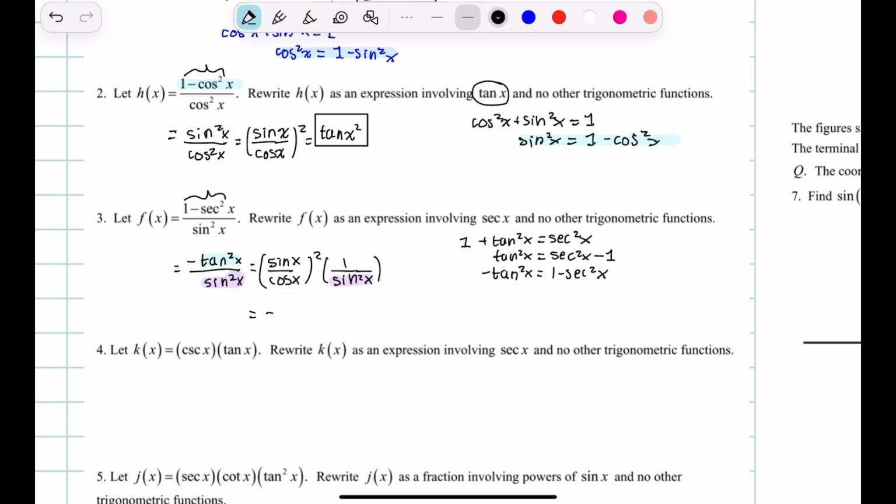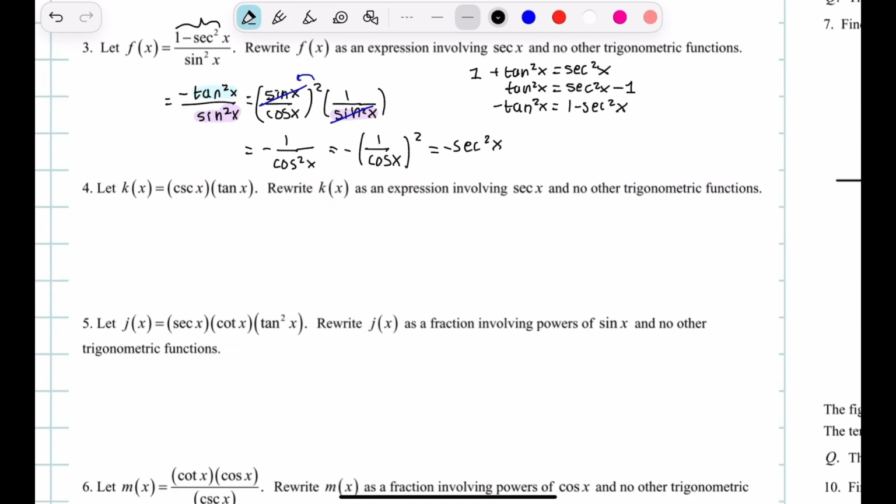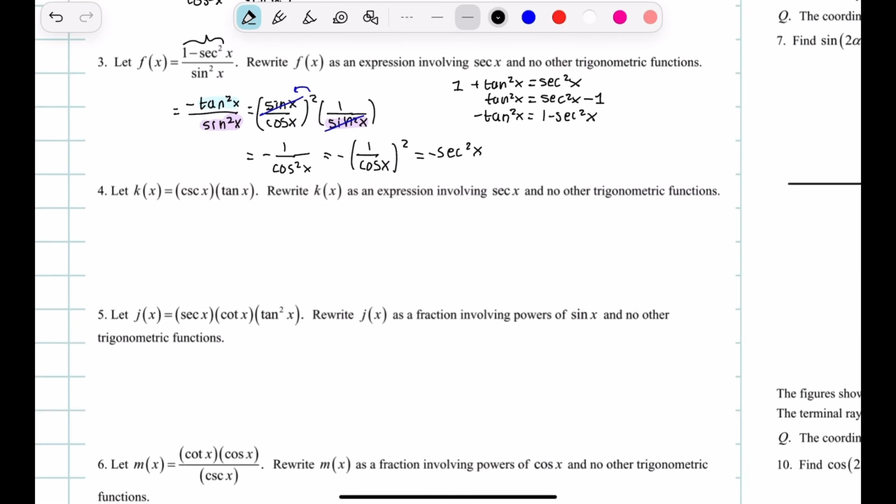Okay, so now you have negative 1 over cosine squared of x, because you can see that this cancels out and this cancels out, because if the square goes back in, that would cancel out, and then that's just a common factor. So you have negative 1 divided by cosine squared of x, and you square that, and then you're going to have negative secant squared of x, because you can distribute that back out, and then you just replace that with secant of x. Okay, now to our next question.